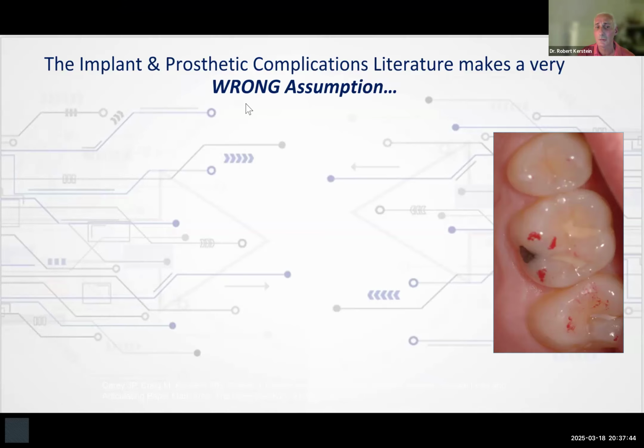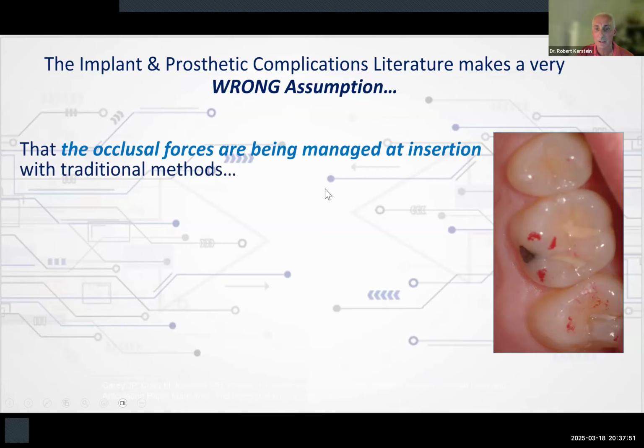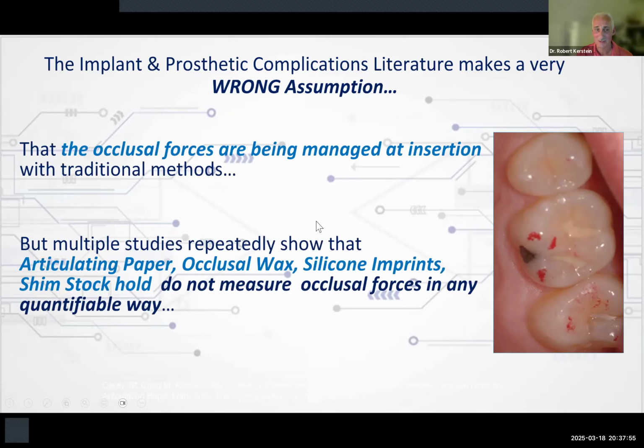Well, yeah, that's all true in a way, but the wrong assumption is that the occlusal forces are being managed at insertion with traditional methods, when multiple studies show that articulating paper, occlusal wax, silicone implants, shim stock hold, and scanners do not measure occlusal forces in any quantifiable way. So we're using materials that show us contact locations and contact areas, but not contact forces, time, and pressure.